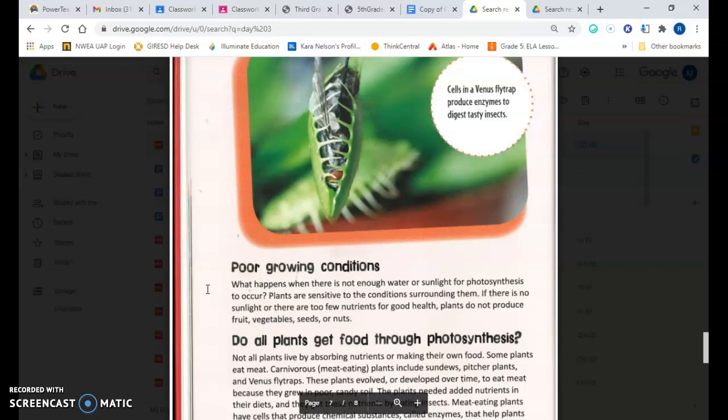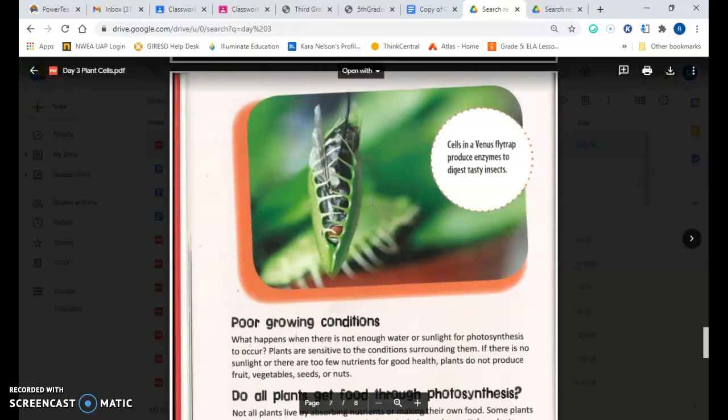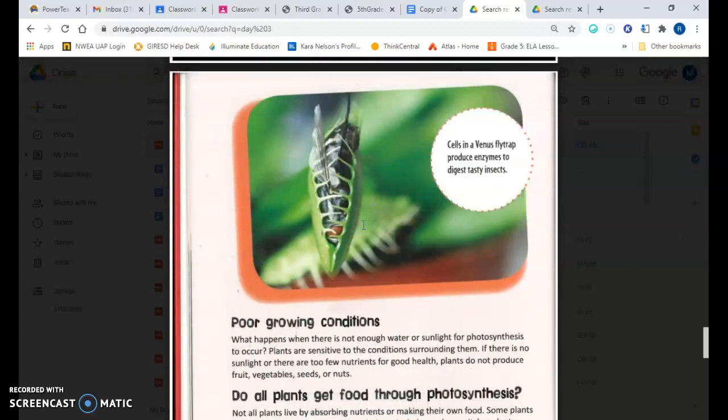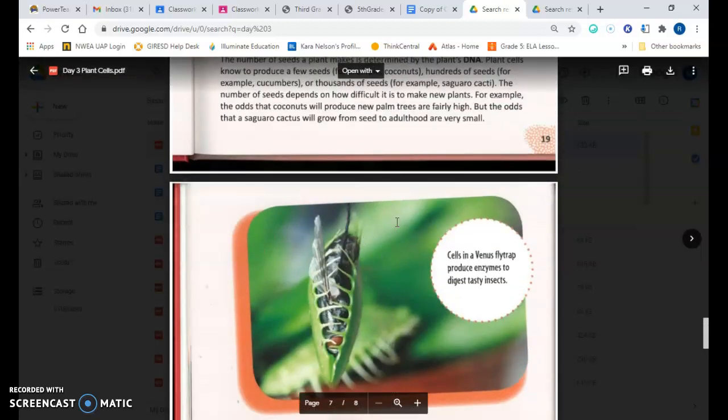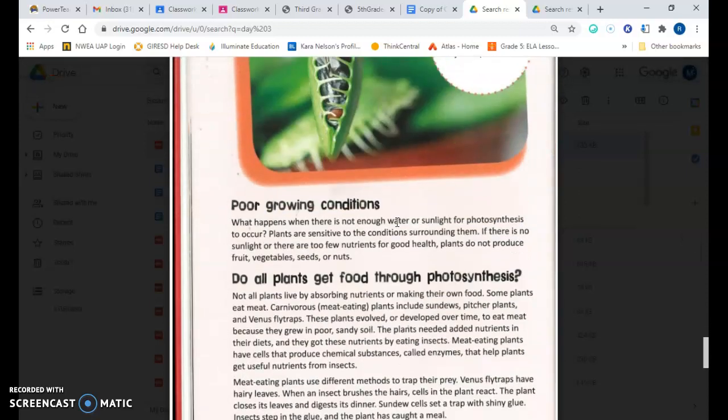Okay, let's continue on. Kind of interesting picture here. This is a Venus flytrap, and it's producing enzymes to digest its tasty insects. So it's kind of weird sometimes to think about plants that eat animals, but it does happen.